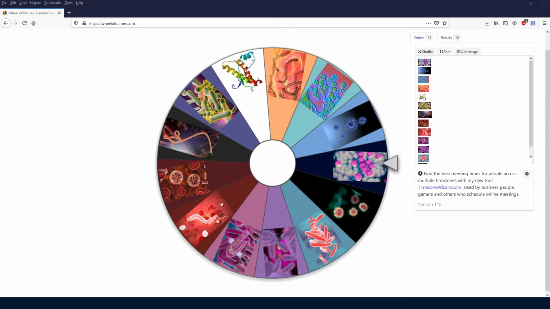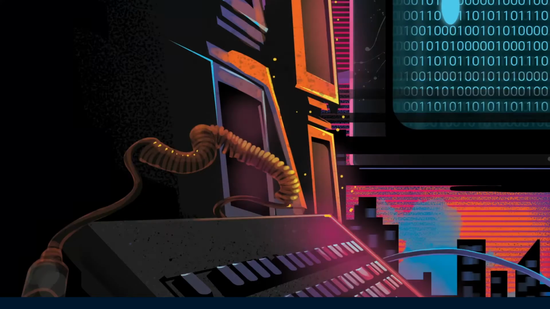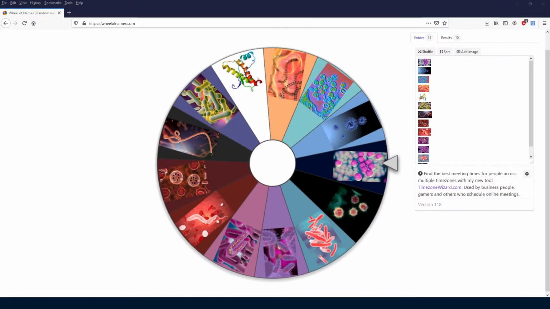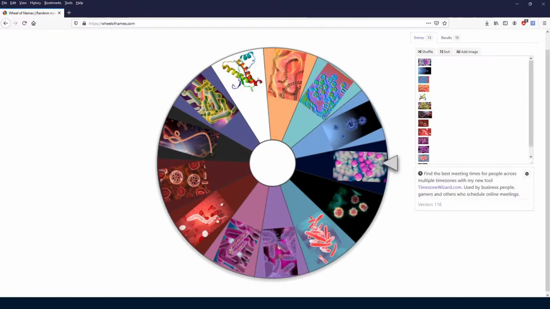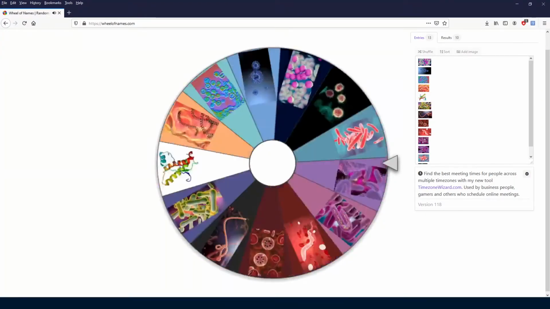Mortality rate for hepatitis D is 11%, which I believe places it in D tier. So that's D tier for hepatitis, the colourful one. Alright. Let's keep going.